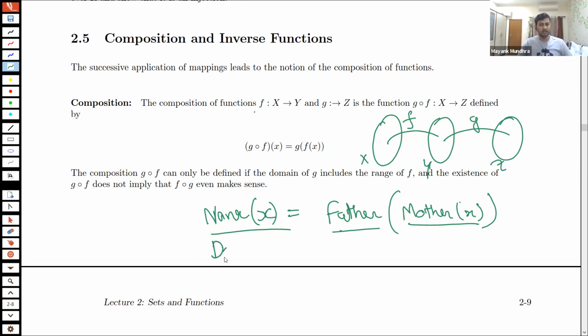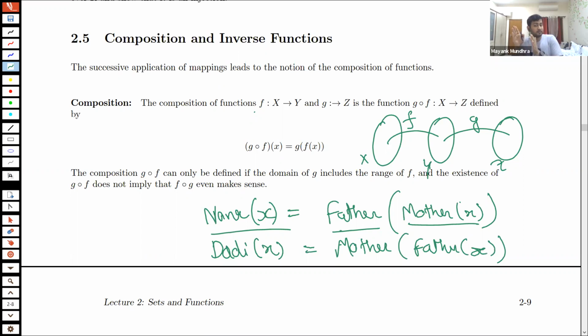On the other hand, the Dadi function is mother of father of X. So the order in which these functions operate becomes very important. Mother of father is Dadi, but father of mother is Nana. They are different outputs. For the same person X, Dadi and Nana are different people. So in what order the functions operate becomes important.